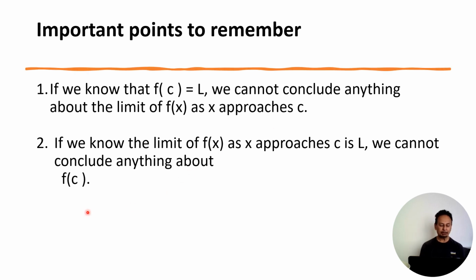There are some important points. If we know that the function value at c is L, we cannot conclude anything about the limit of f of x as x approaches c. The limit could be different from the function value. That's what we're saying. And if we know the limit of f of x as x approaches c is L, then we cannot say that the function value at c is also L, or f of c is L.